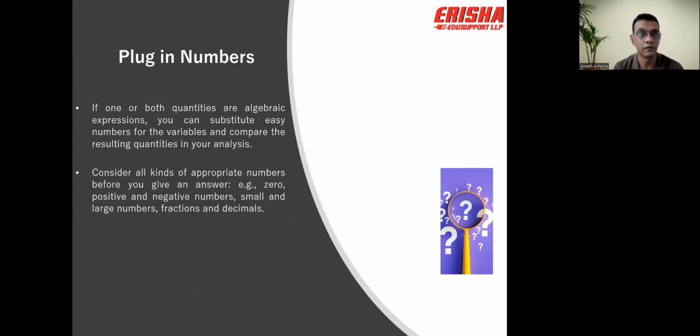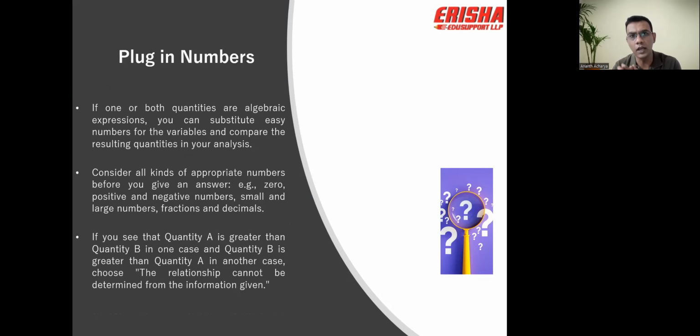Plug in the numbers. This is a very important way of solving questions under GRE, especially on the quantitative section side.